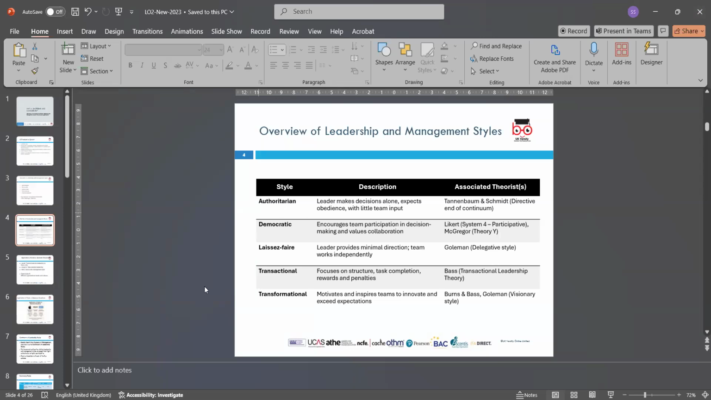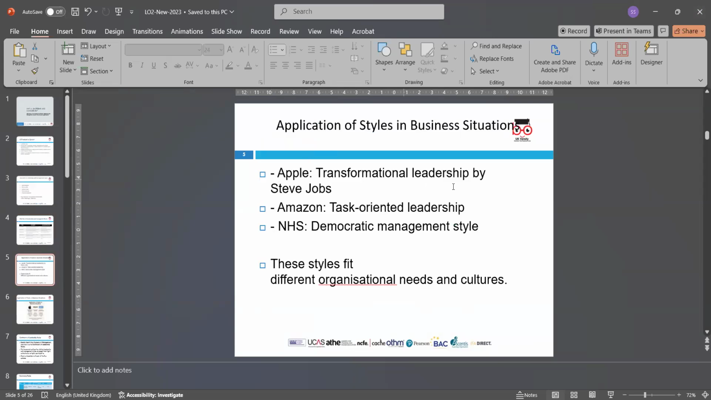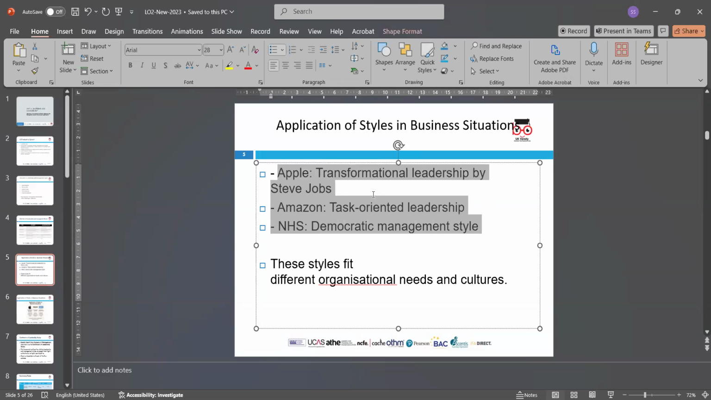These kinds of leadership styles, you need to see in which kind of organization they are more suitable. So on the next slide, we are going to explore some examples. If we look at Apple, they are using the transformational leadership style. In Amazon, they are working on task-oriented leadership. NHS, they are focusing on democratic management. The organization's requirements, structure and tasks also dictate what kind of leadership style is required to run that organization most effectively and most efficiently.